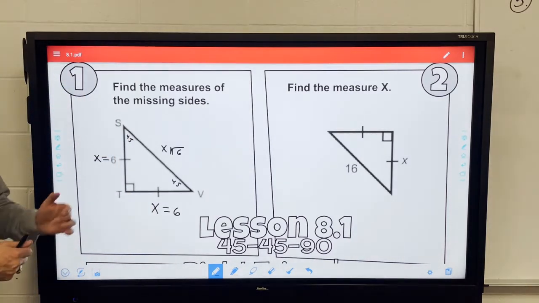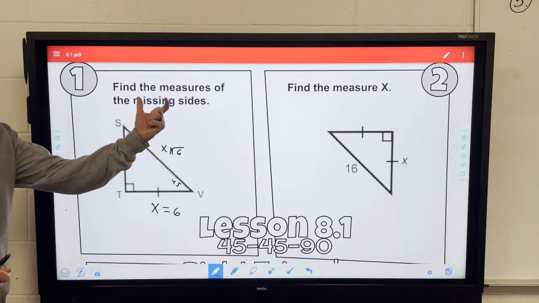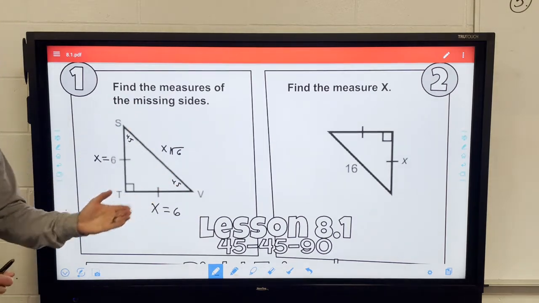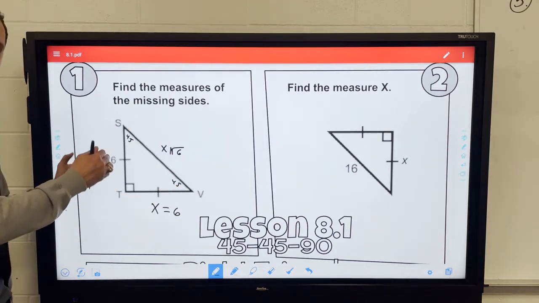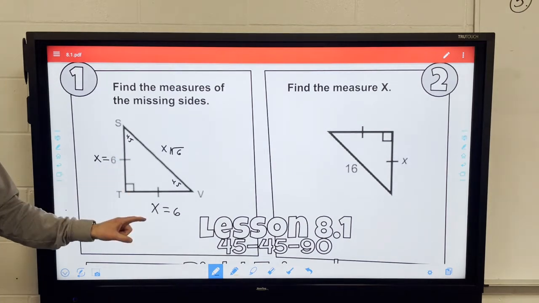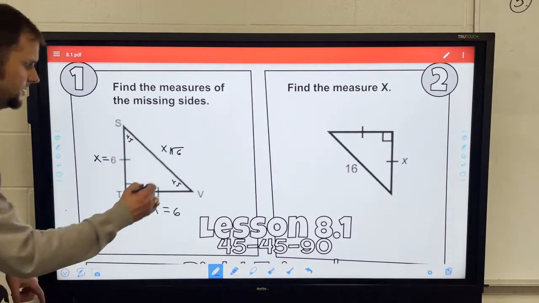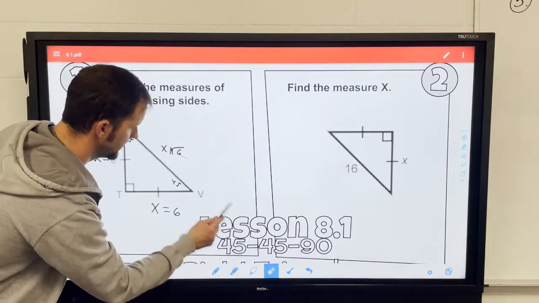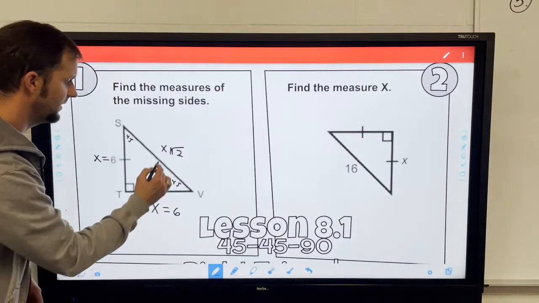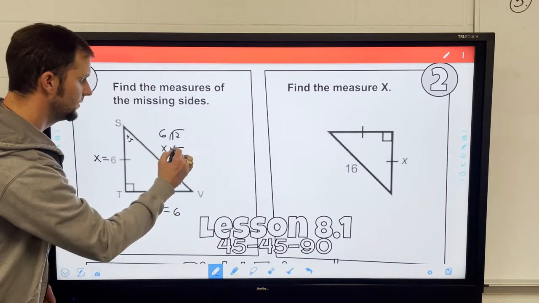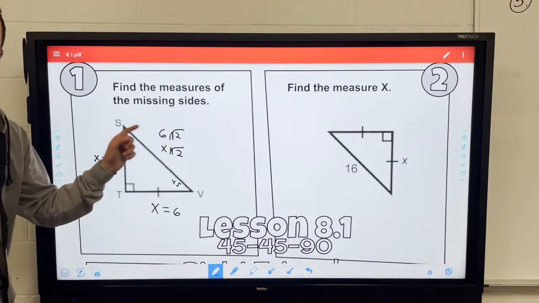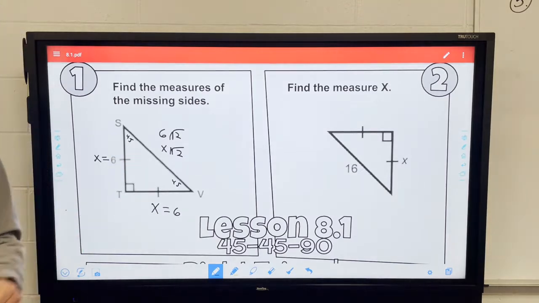Now all I have to do to find my hypotenuse, since it's a 45, 45, 90, is take the leg and multiply by the square root of 2. My final answer is going to be 6 square root 2 in radical form, or I could put it in a calculator and find the decimal.